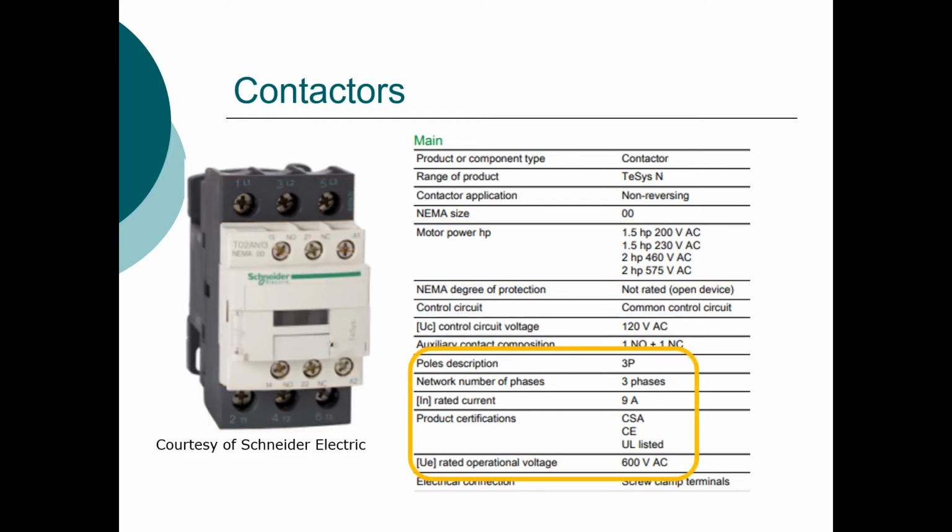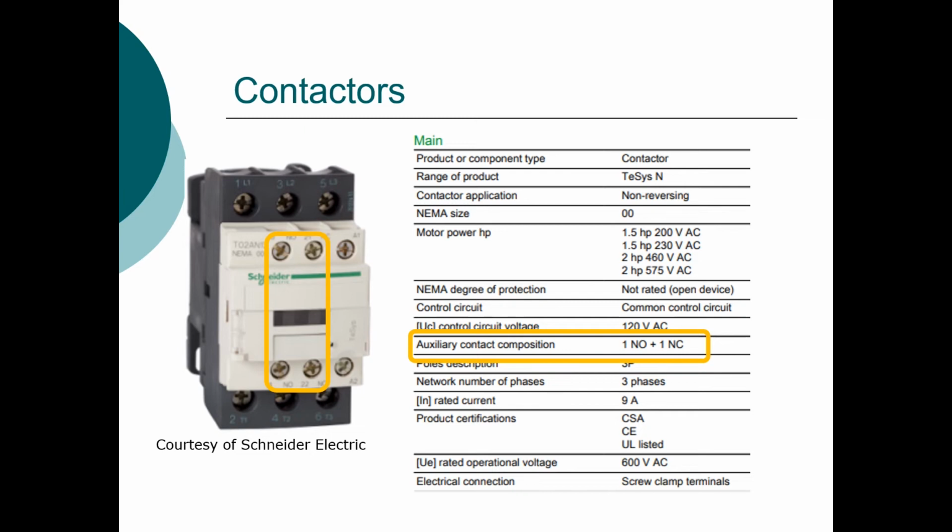Some of the other information I should be able to find is how many phases this particular contactor can handle, what the maximum rated current of the contactor is, and also any product certifications and a maximum operational voltage level. There should also be a notation somewhere for the auxiliary contact composition, which tells me how many other contacts I have besides my power contacts.